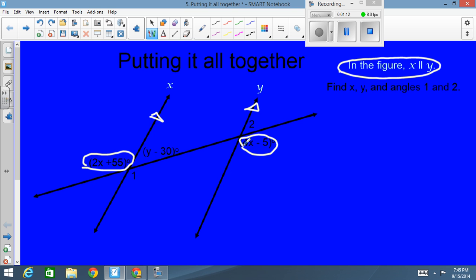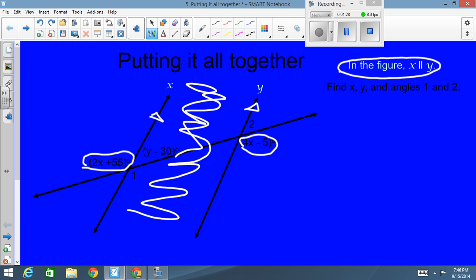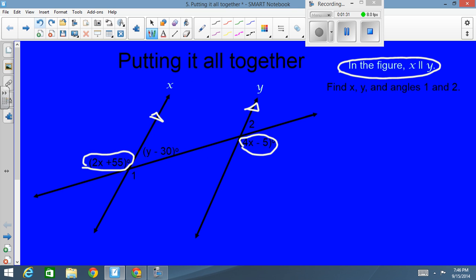So what I have to do is ask myself, looking at those two angles, forget about angle 1, 2, and the y minus 30 angle, what sort of angles are these two angles? Well, the interior of our picture is all this in here. This is our interior. So both of these angles fall on the exterior. One is on the top of the transversal, the other is on the bottom of the transversal. So these are going to be alternate exterior angles. And what we know about alternate exterior angles is that they are congruent.